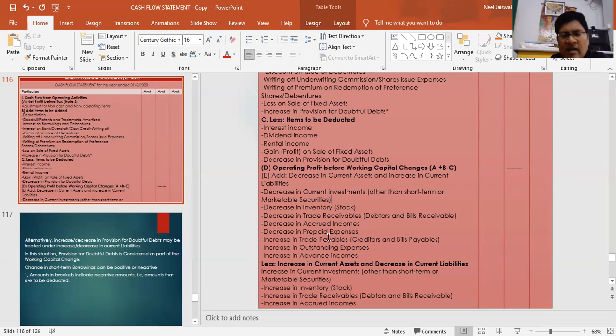Remember that bank overdraft and cash credit increase, we are not taking over here. We are taking them in financing activities.